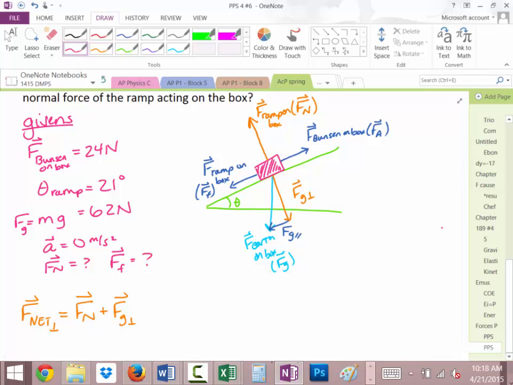Yes, MA. It's true. But A happens to be what? 0. We have that in our list of givens, so that's going to be 0. That's nice. All right. And then we've got F net parallel. Save the best one for last, right? F net parallel. What do you have acting parallel? Raise your hand if you can tell me. Mitch, what do you have? Force of friction. Force of friction.